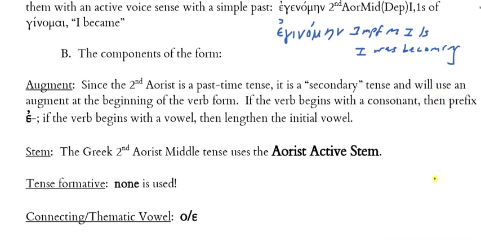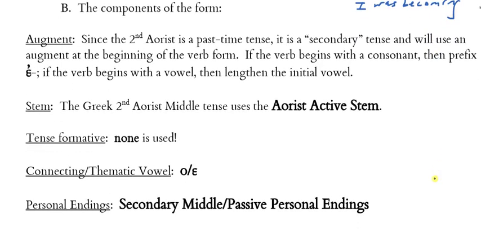The components of the form are pretty much what we've just seen. There's going to be one place where they differ. So same augments, same stem, the aorist active stem, no tense formative, same connecting vowels, but here we're going to be adding the secondary middle passive endings rather than the secondary active personal endings. In our chart, remember we have 4 quadrants. Which one is it?